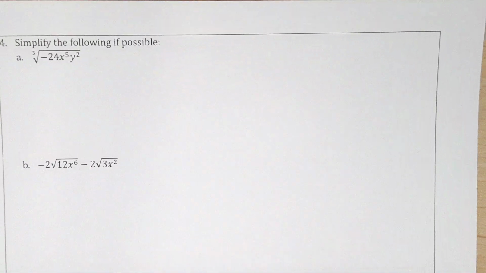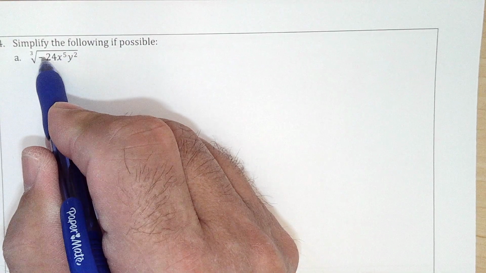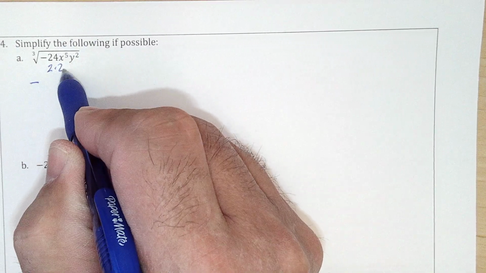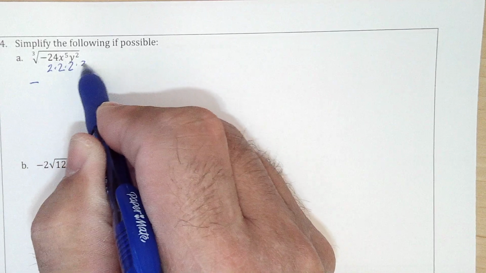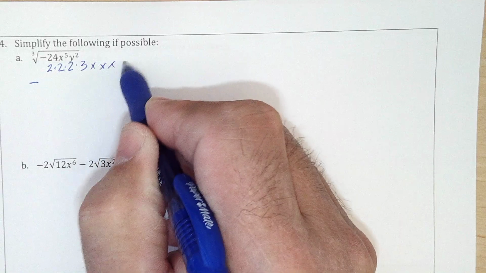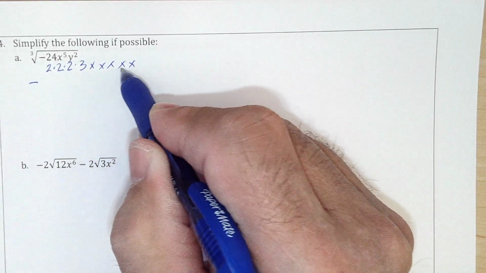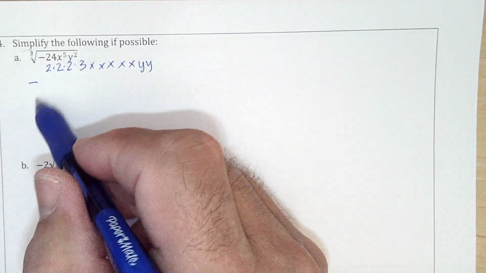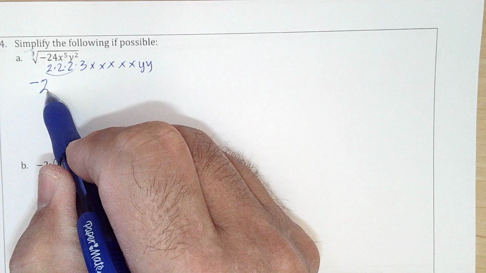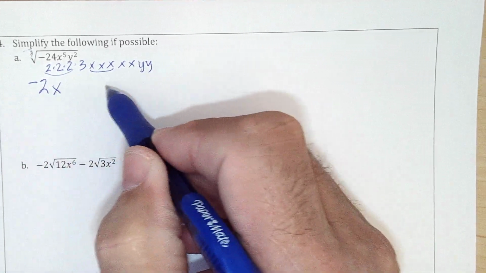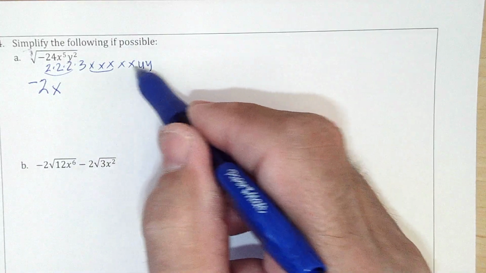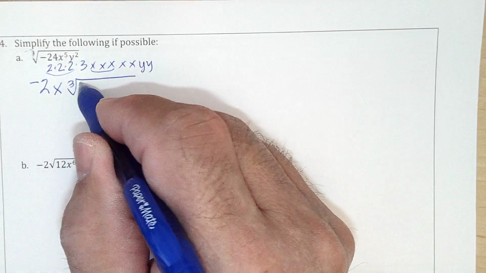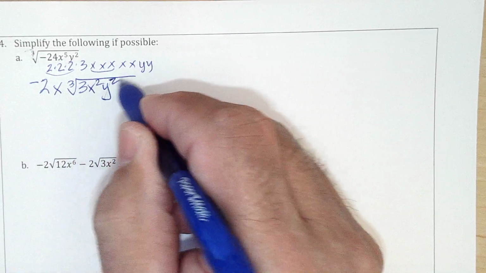Page 3. Cube root, so the minus comes right out. 24 is 2 times 12, which is 2 times 6, which is 2 times 3, and x, 5 of them, and 2 y's, and we're taking out groups of 3, so I've got 3 2's come out, 3 x's come out, don't have to worry about absolute value on an odd root, and I've got an x squared and a y squared still in, and a 3 still in, so I've got the cube root of 3x squared y squared.